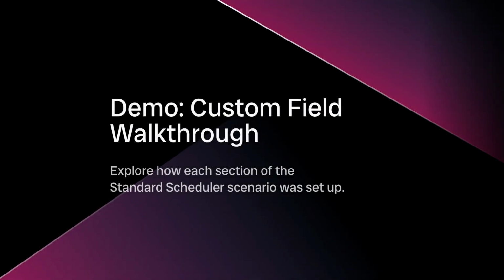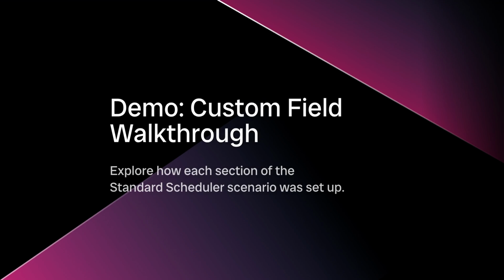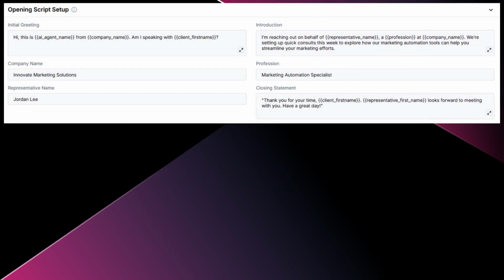Let's walk through the customizable user input fields used in the previous demo for the standard scheduler scenario, starting with the first section. This is the opening script setup section. This is where the AI defines how to begin the call, introduce itself, and represent your business. For the initial greeting, the AI says, "Hi, this is," followed by a custom value for the AI agent's name, from, then another custom value for the company name. Then it continues, "Am I speaking with?" followed by a custom value for the client's first name.